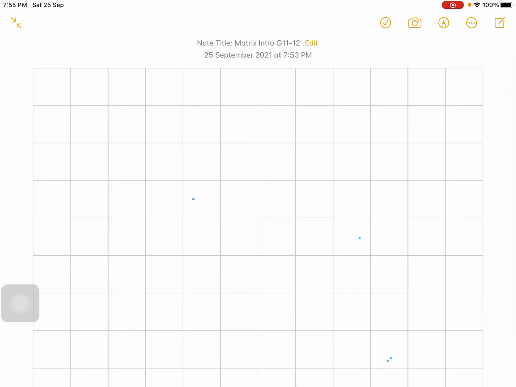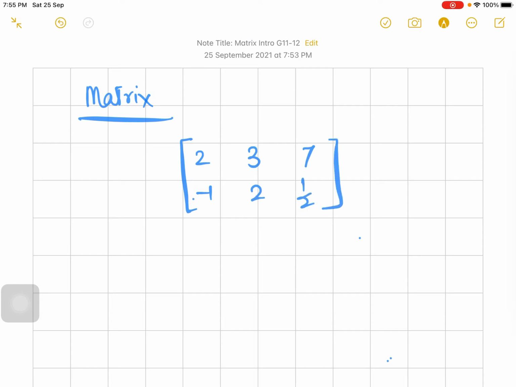A rectangular arrangement of numbers or functions, something mathematical, something non mathematical. For example, 2, 3, 7, -1, 2.5. It's a set of 6 numbers which have been arranged in a rectangular fashion. What could be the reason of arranging them like this is a secondary matter, but this arrangement is called matrix.